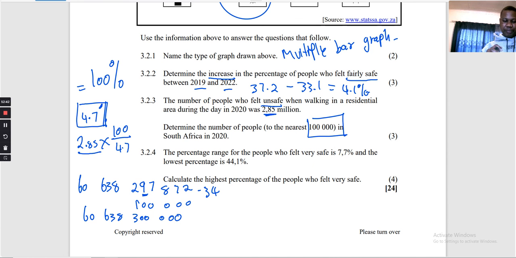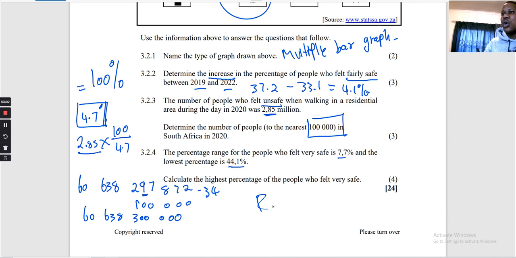Okay, now let's move on to the next one. They say the range of the percentage of people who felt very safe is 7.7, and the lowest percentage is 44.1. Calculate the highest percentage.